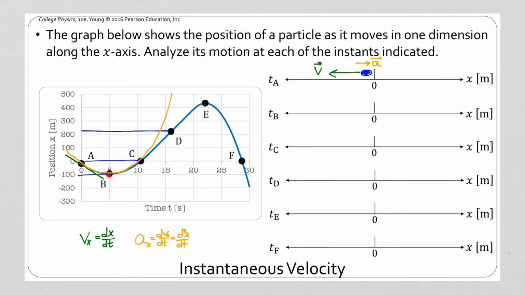Looking at particle B, we can see we're at about a negative 100 there. If we used our scale of saying that this was about negative 400, this would be negative 200, this would be negative 100. It would be about there.